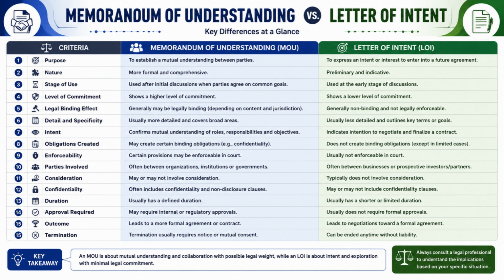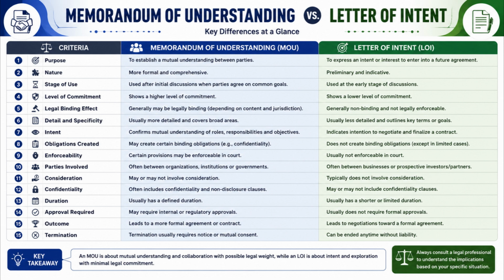Number 5. A Memorandum of Understanding may sometimes have legal significance depending on its wording and jurisdiction, whereas a Letter of Intent is generally non-binding and not legally enforceable. Number 6. A Memorandum of Understanding usually contains more detailed provisions and broader coverage of terms, whereas a Letter of Intent generally outlines only the key terms and objectives.